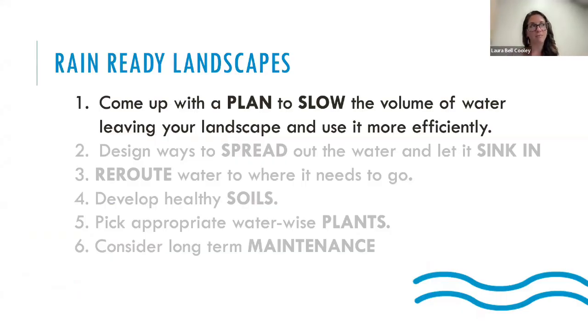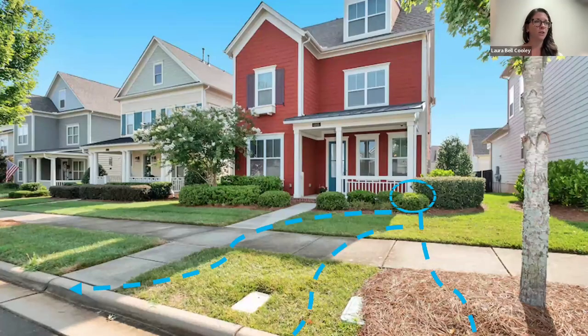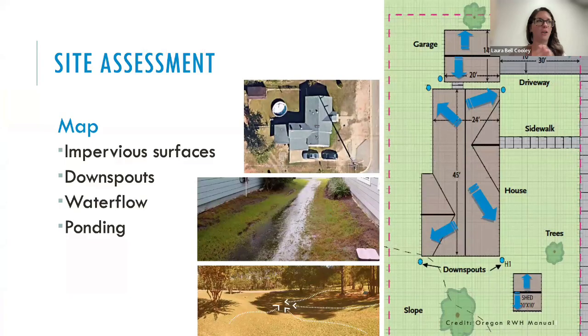Okay, so let's talk about how to do a site assessment. We want to come up with a plan to slow the volume of water leaving your landscape and think about using it more effectively. So things that you want to start thinking about when you look at your landscape, observe it when it's raining, and you want to think about what is the topography of your landscape? What are our current drainage patterns? Where is that water flowing when it is raining? And what's contributing to the amount of water that's in your landscape? You know, your rooftops, your driveways, your downspouts, things like that. You kind of just want to start getting an assessment of how water is moving as a system in your landscape and start thinking about it like that.